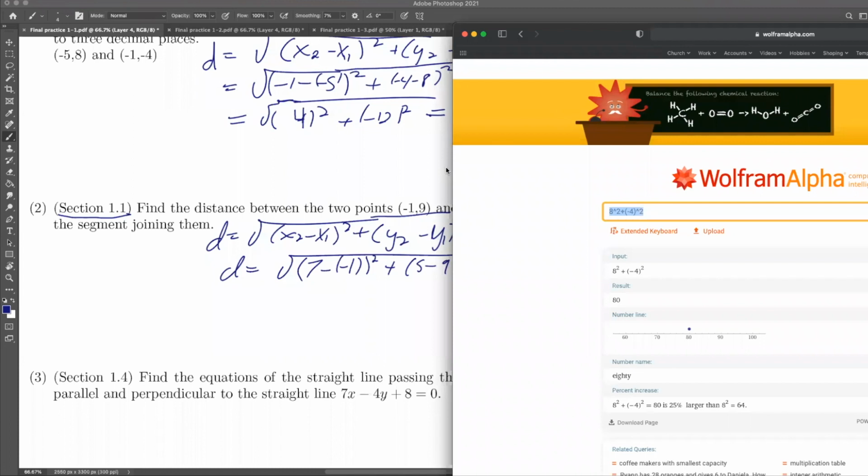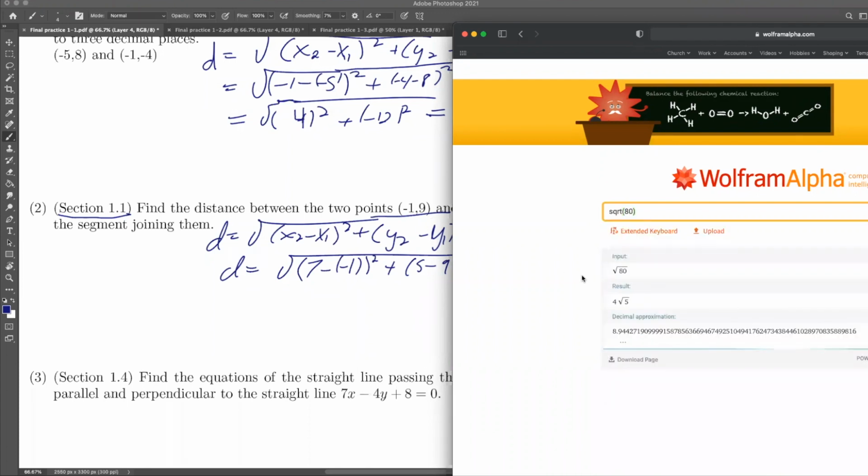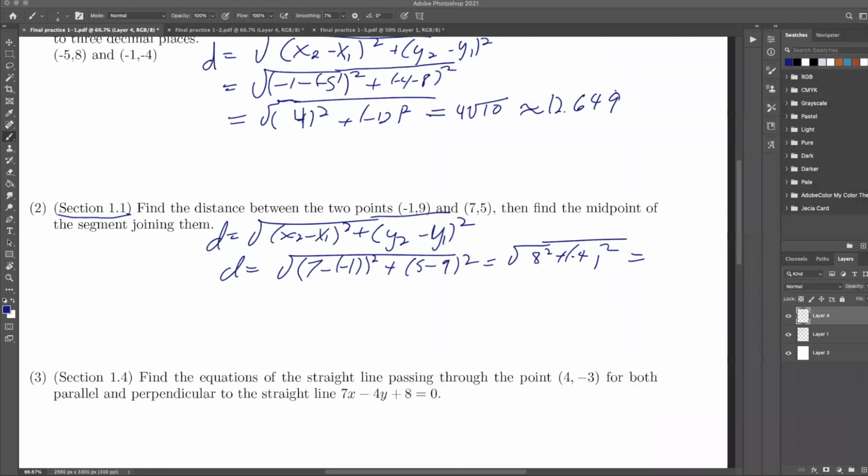So the square root of 80, SQRT of 80, is the exact answer. It would be 4 square root 5, because you can pull out the 16 and leave 5, and then it would be 8.944. We'll just keep it as 8.944. So this would be 4 square root 5, or approximately 8.94.